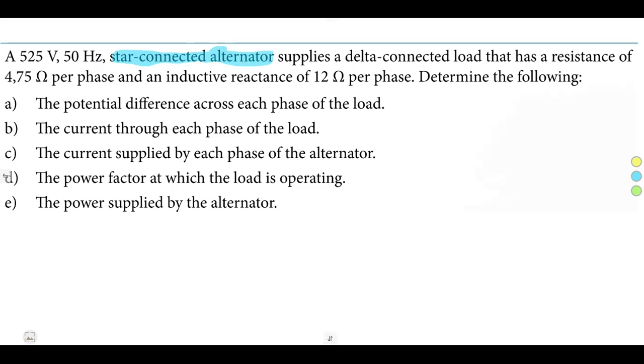And what does it do? It supplies this alternator here, supplies, meaning to say the 525 is going to be supplied, current is going to be supplied where? To a delta connected load. They are supplying to a delta connected load. So our load is in delta. What is supplying the alternator? Star connected. All right, so take note there, guys. Take note on this part.